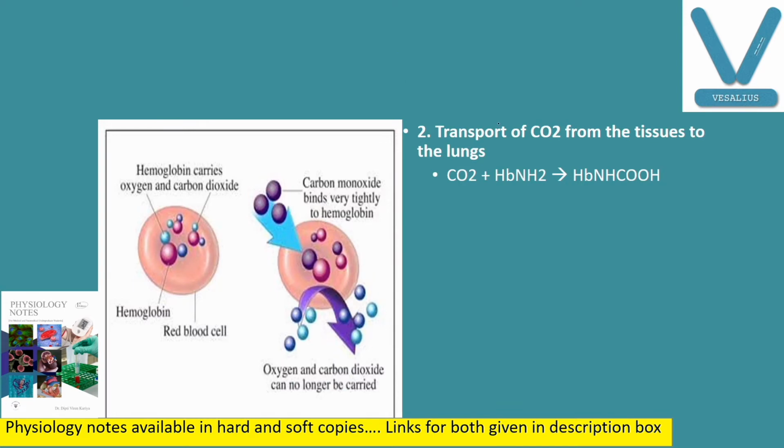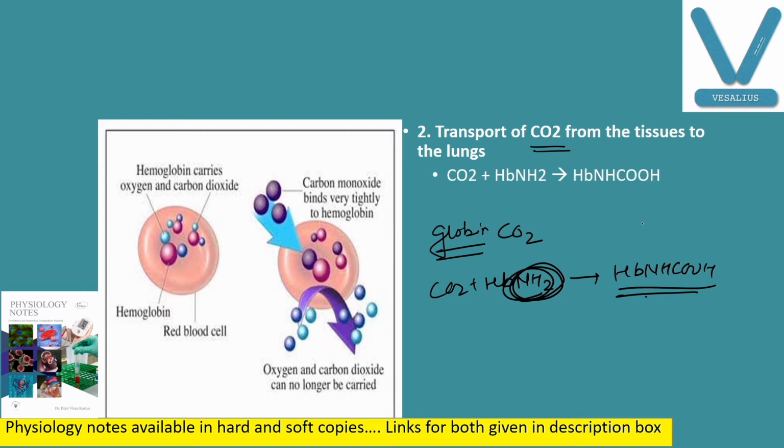Then carbon dioxide transport. Carbon dioxide is transported from the tissues to the lungs. Carbon dioxide from the tissue is transported by combining with the amino acids of the globin part. Globin is an amino acid chain, so the carbon dioxide binds to this. So CO2 plus HbNH2, this being part of a globin chain, forms HbNHCOOH, known as a carbamino compound, carbaminohemoglobin, which is more readily transported than oxygenated hemoglobin.